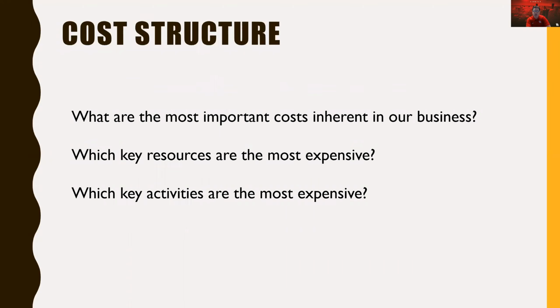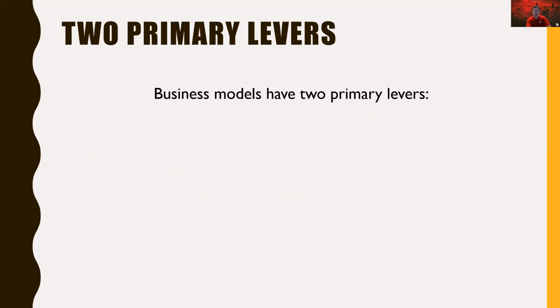So again, what are the costs inherent in our business? What resources are the most expensive? What activities are the most expensive? And you work your way through it. Remember, a business model only has two levers, pricing and costs. Those are the only two things you have working for you. If you think about it, if your costs are $100, the only way to make money is to somehow sell your thing for $110. I can either cut costs if my price is too high to keep my price in line, or I have to raise my price if my costs are high. There's nothing else you can do.